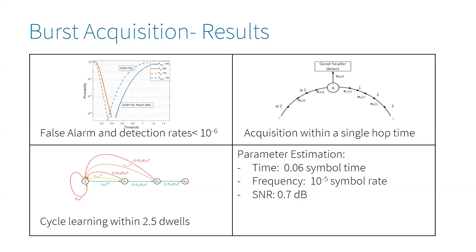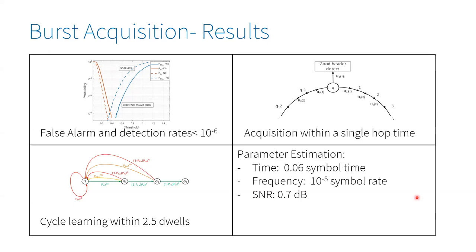And as you can see in the result here, the detection probability and false alarm rate are in order of magnitude lower. And as a result, the time to acquire a burst, even if we take into account the whole acquisition process, which you see here, is on average less than one hop. And in order to learn the cycle time, it takes about 2.5 dwells, which means you have to decode one dwell, then the next one, then you know the cycle time. And then on the third one, you can validate the result that you measured.